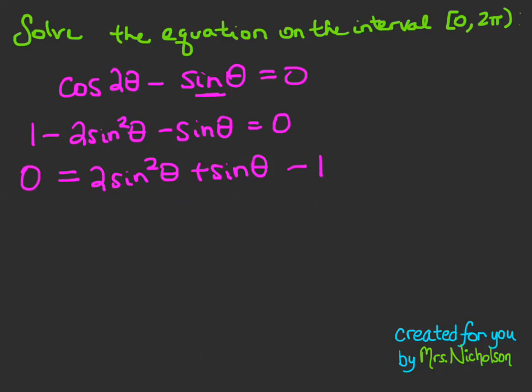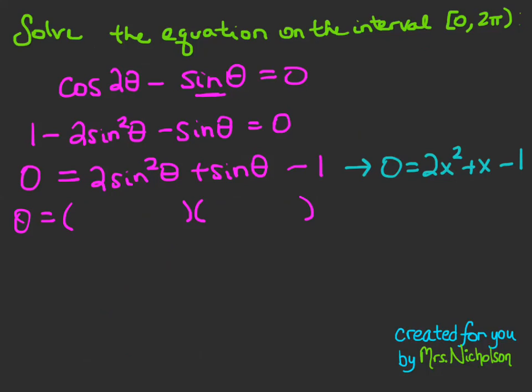So now I have this in terms that I'm ready to factor. Now remember, if you're still having trouble factoring trig functions, you could rewrite this as 0 equals 2x squared plus x minus 1, and then do your factoring just in terms of x, and then change it back to sine. But I'm going to go ahead and continue working with the trig function.